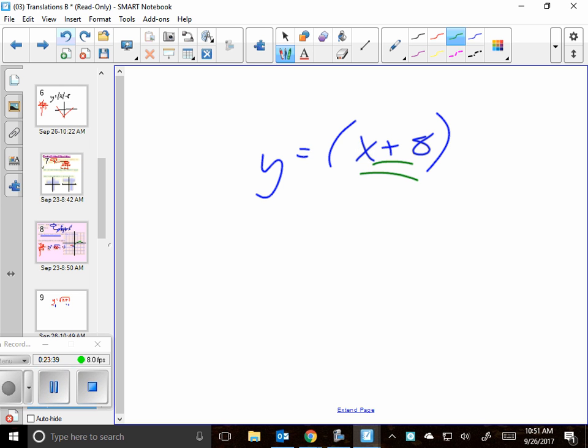The reason why is because when you would solve it, you would do the opposite of this. You'd do -8 on both sides. That's why it's moving to the left 8. All right.